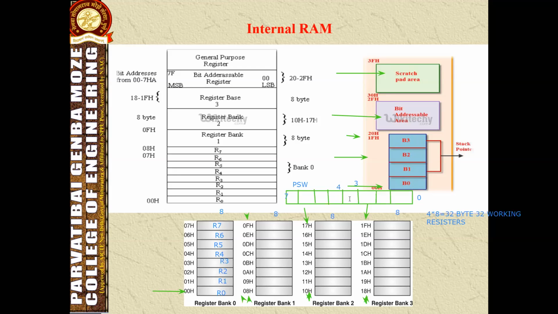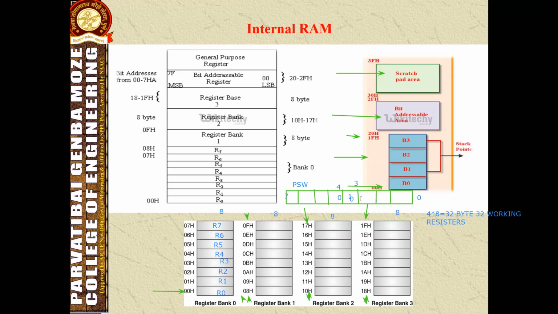By setting these two bits, PSW.3 and PSW.4, the register bank that is going to be selected is decided. If both are 0, 0, then bank 0 is going to be selected. If PSW.3 is 1 and PSW.4 is 0, that is 0, 1, then bank 1 is going to be selected.